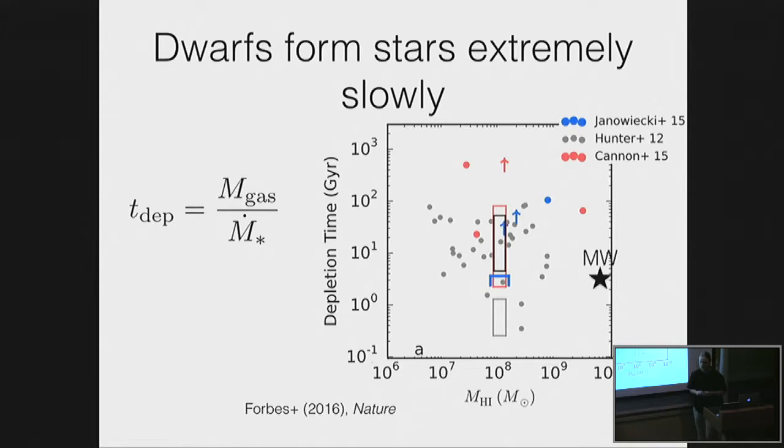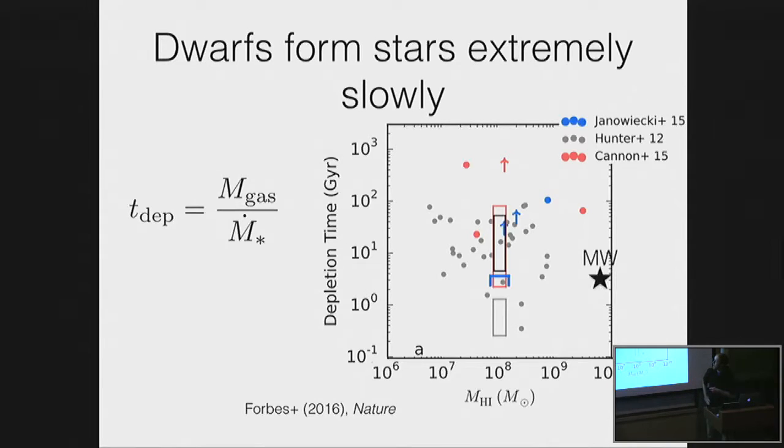Let me start out by showing you some data. The point I want to get across in this slide is that dwarf galaxies form stars extremely slowly. The quantity I'm going to use to quantify this is the depletion time. The depletion time is just the ratio of the gas mass to the star formation rate. It tells you how long it will take a galaxy to burn through its current gas supply at its current star formation rate. To give you an idea, the Milky Way has a depletion time of a few gigayears.